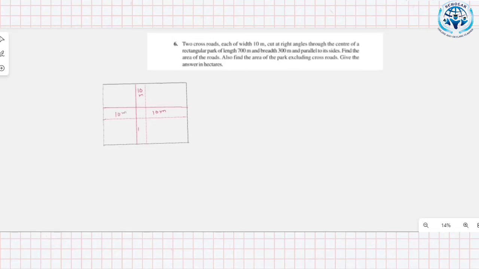Now 10 meter is the width of the road. 700 is the length of the rectangular park and 300 is its breadth. So you can see that 700 is the length of the crossroad and 300 is the length of the second crossroad.